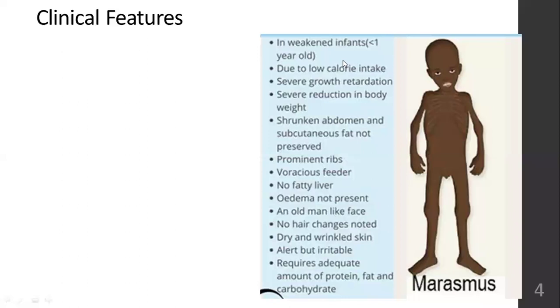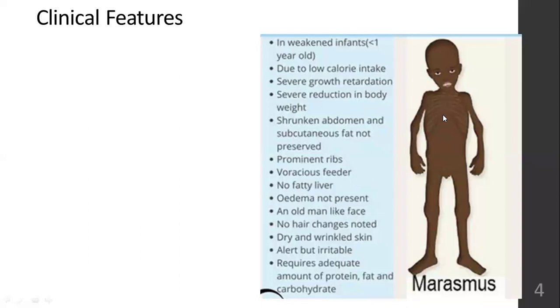So due to low calorie intake, the child may have marasmus. Severe growth retardation. The child will not put on height, and also the child will not be able to walk on time, crawl on time. Severe reduction in body weight. It's very visible, it's very evident. If you lose a lot of fat and muscle from the body, your weight will be down.